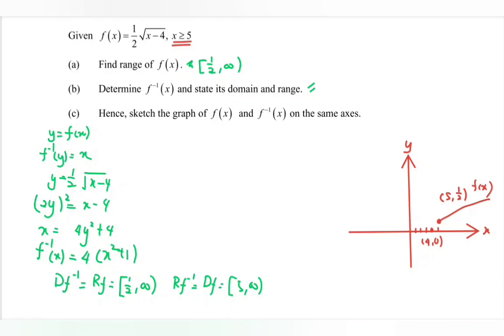Next is to sketch the graph. So what we have to do is to flip the situation. Based on the situation here, where we have y equals x as the reflection axis. So here we have (5, 1 over 2). If you flip, it becomes (1 over 2, 5). So 1 over 2, let's say over here, and then 1, 2, 3, 4, 5. So here will be the point (1 over 2, 5). So that is the f inverse of x.